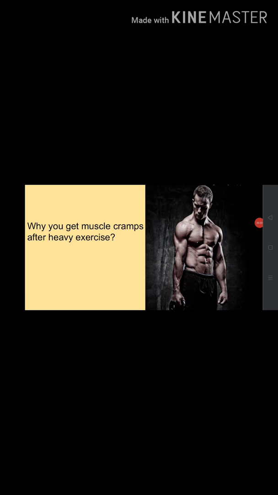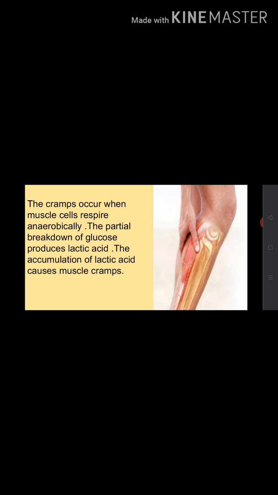Have you ever wondered why you get muscle cramps after heavy exercise? The cramps occur when muscle cells respire anaerobically. So far we have learned that our muscle cells respire anaerobically for only a short time to fulfill the demand of energy. In that case, muscle cramps occur. The partial breakdown of glucose produces lactic acid. The accumulation of lactic acid causes muscle cramps.